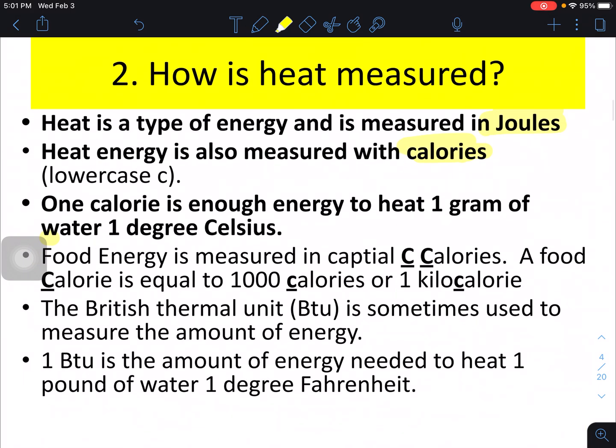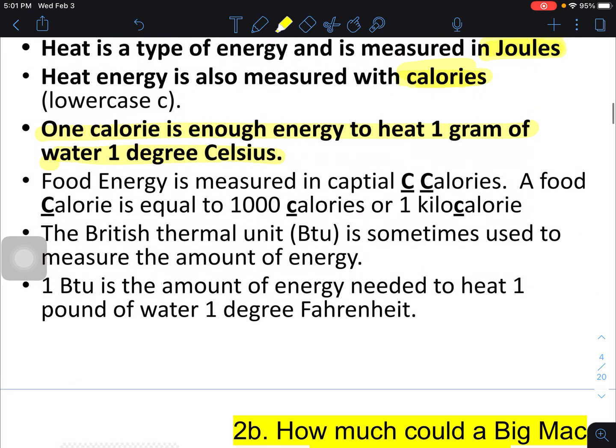How is heat measured? I have the words outlined here. The units for heat are joules, heat energy, joules. You have calories, which is a small c, and 1 calorie is enough energy to heat 1 gram of water 1 degree Celsius. So that's a key definition there. Food energy is also calories, but that's with a capital C. So a capital C food calorie is actually equal to 1,000 small c energy calories.